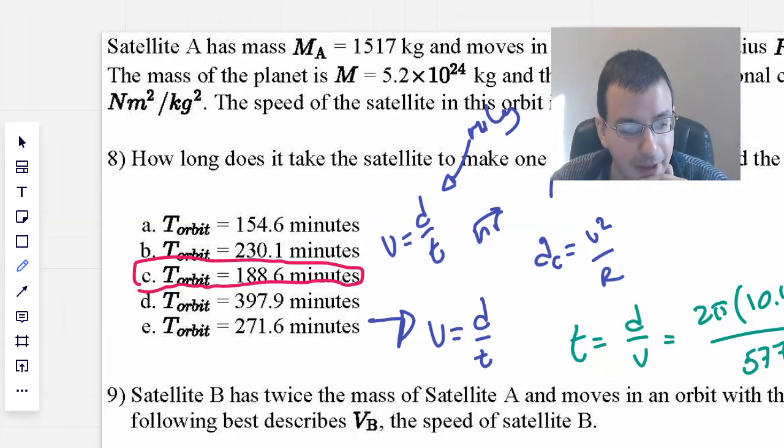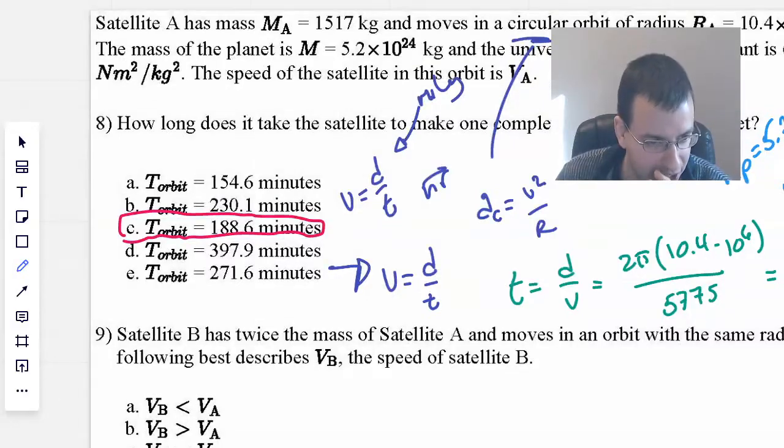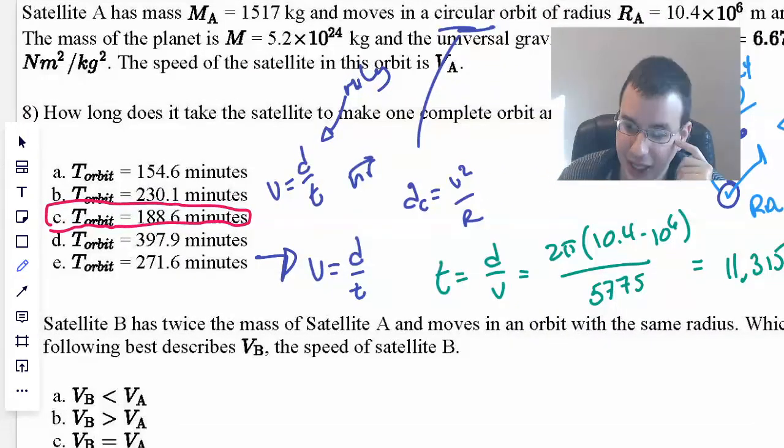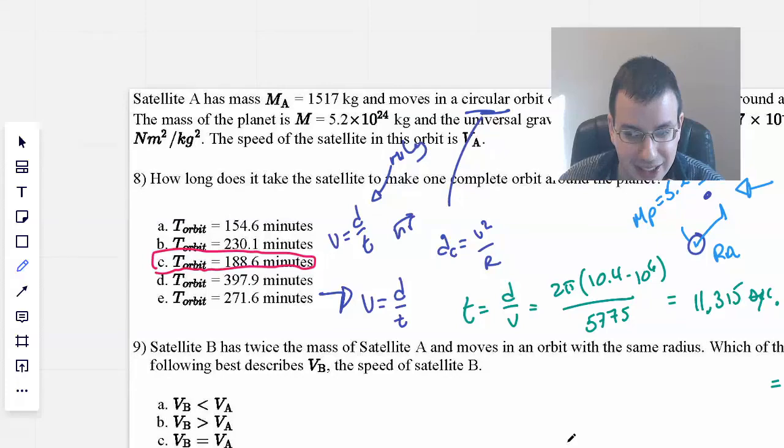Very self-reassuring. Okay, so now we're going to assume that satellite B has twice the mass of satellite A and moves in an orbit with the same radius. Which of the following best describes VB, the speed of satellite B?